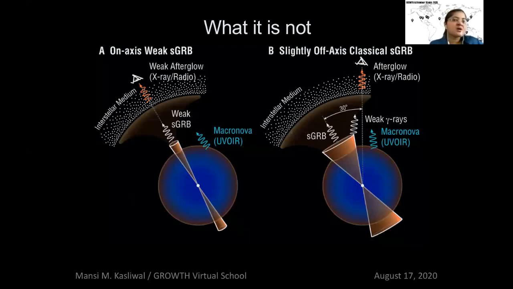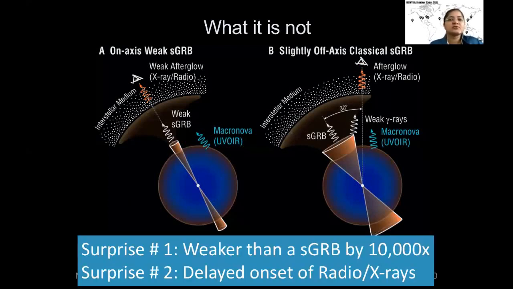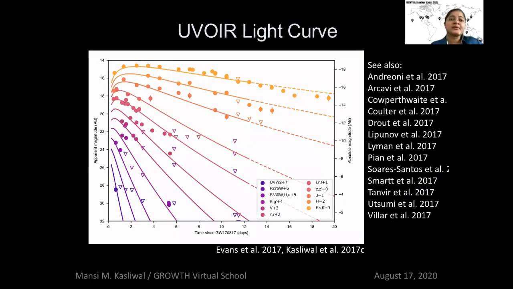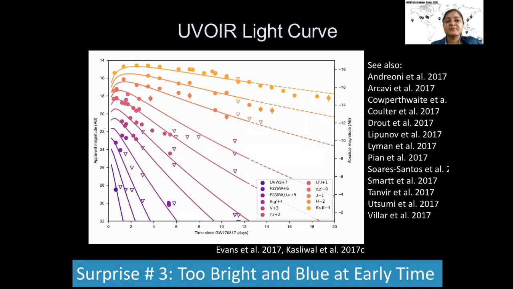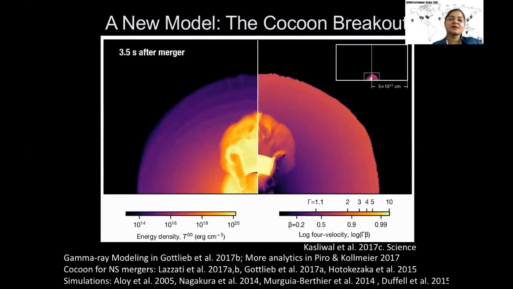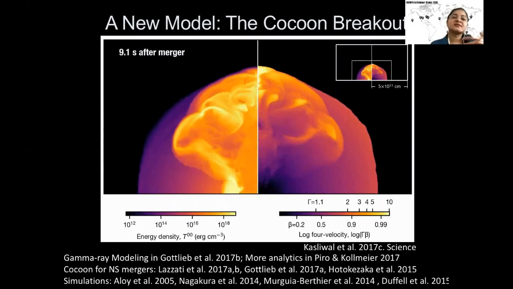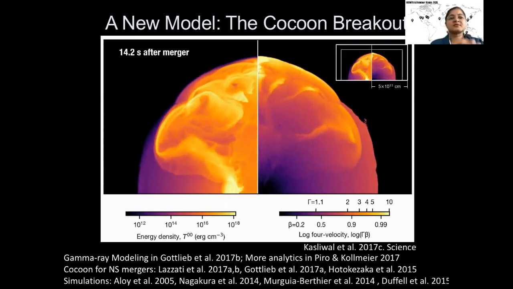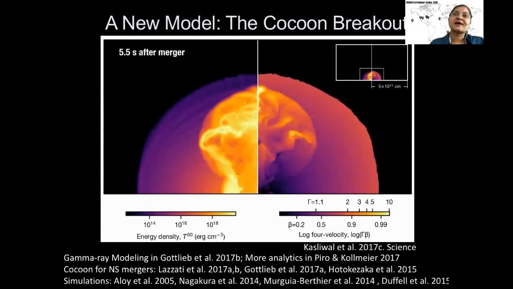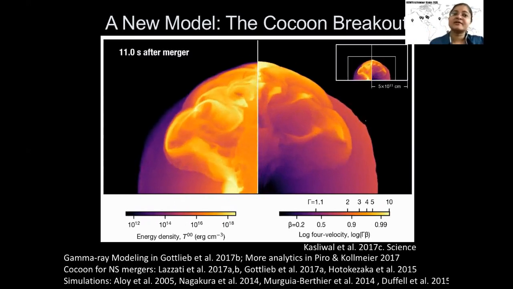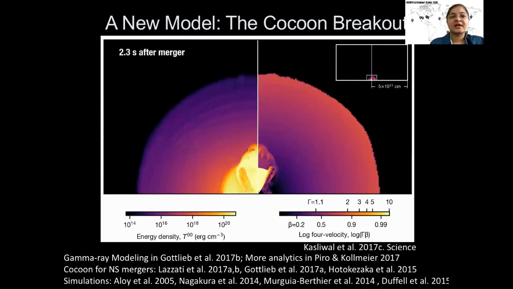We knew this was not an on-axis GRB. We knew this was not a slightly off-axis classical GRB. And we had these two surprises that I explained to you. And we had a third surprise from this light curve plot, which was that it was much too bright and much too blue at early time than any theorists had predicted or expected. So what the growth team did to synthesize all of this was present this model that Professor Udi Nakar at Tel Aviv University came up with.